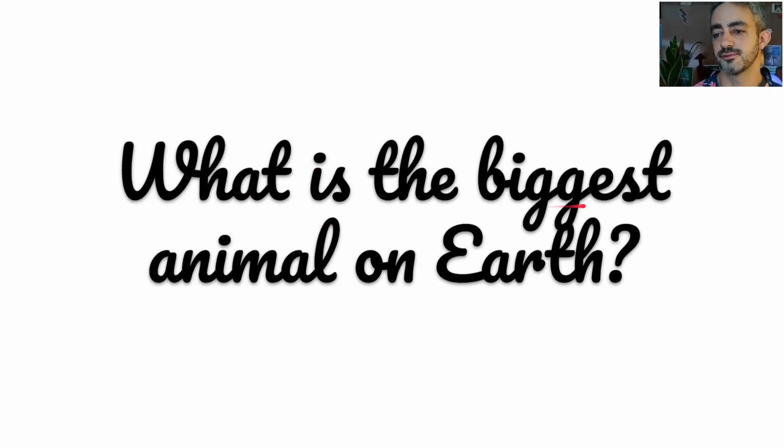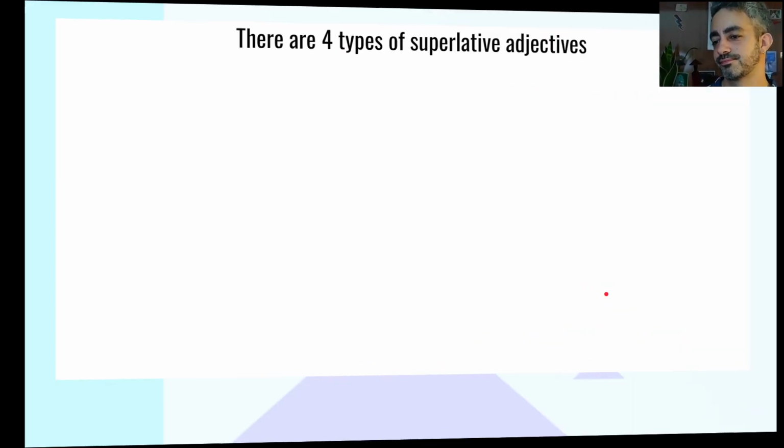Now I have a question for you. What is the biggest animal on Earth? It's not an ant, because an ant is too small, and it's not a bird, because birds are usually not very big, except for maybe an ostrich. So, maybe you know the answer. If you don't, you'll find out the answer later in the video.